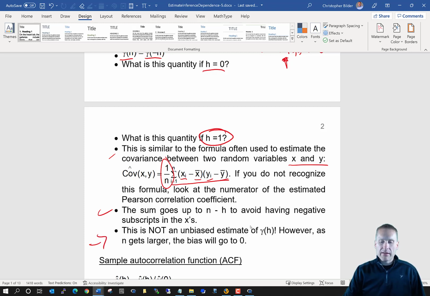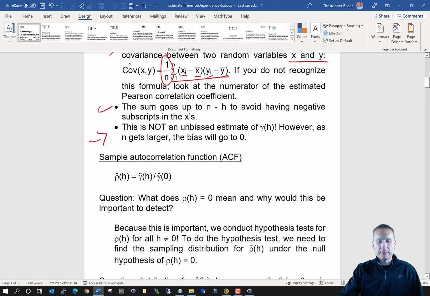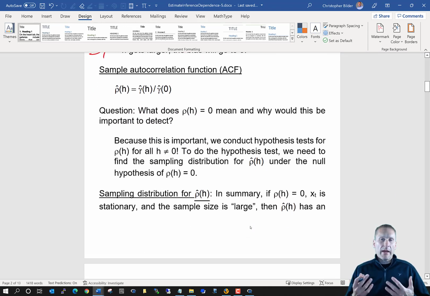Note that this is not an unbiased estimator of gamma of h. However, as n gets larger, the bias simply goes to 0. So that's why we're not really concerned about having, at least for a finite sample, a biased estimate. So if we have the sample autocovariance function, then we would also be interested in the sample autocorrelation function. And as you might expect, all I do is take my autocorrelation function and put hats on all the stuff that we don't know. And so that's how you get the sample autocorrelation function.